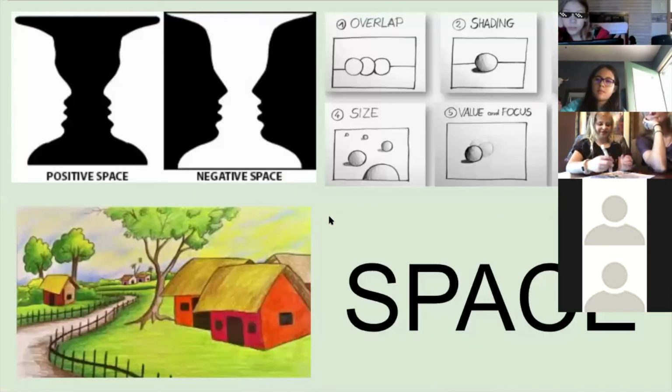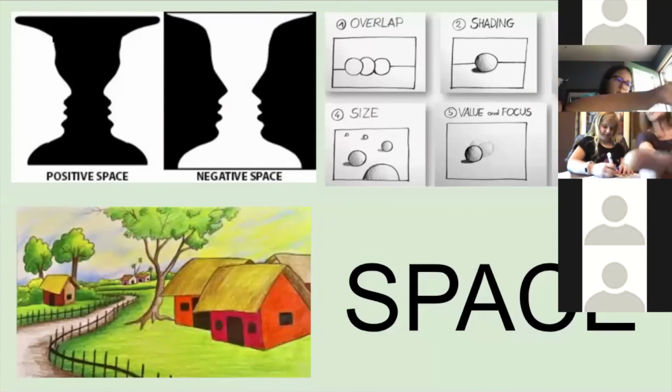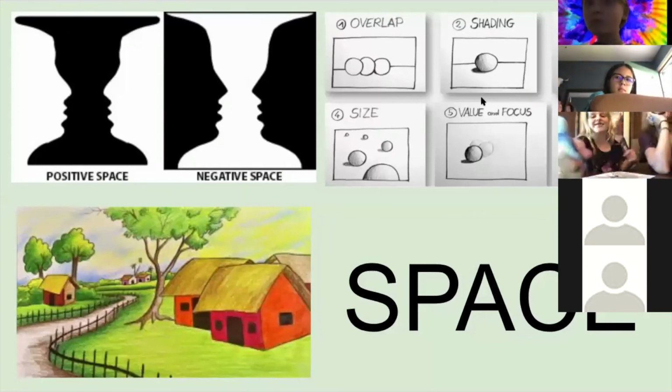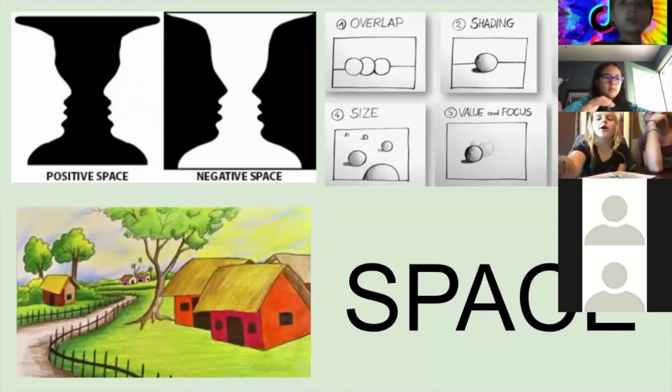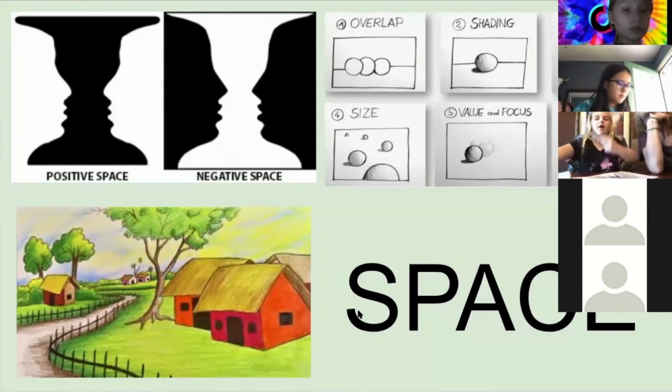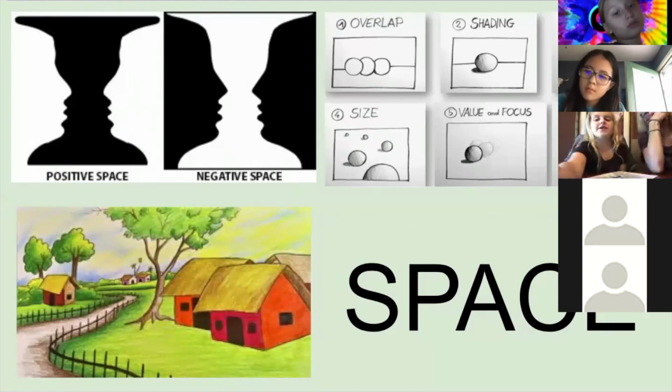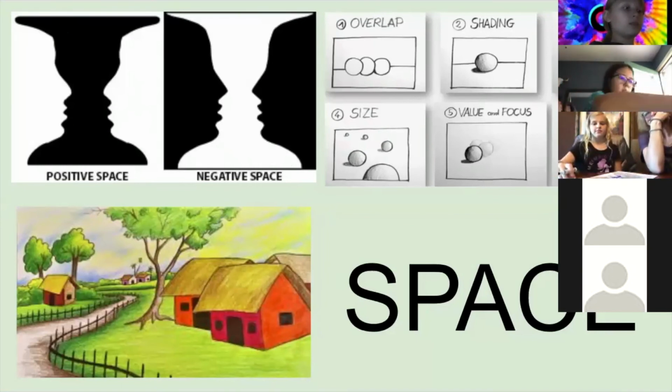The next one is space, and a lot of you got this one correct. So I want to go over a couple things about art and space. So this first one is positive space versus negative space. When you draw something and you color it in, that is going to be your positive space. So if I were to draw a dog and I were to color that dog in, whatever I'm coloring in and drawing is what I'm meaning the audience to look at. That's going to be my positive space.